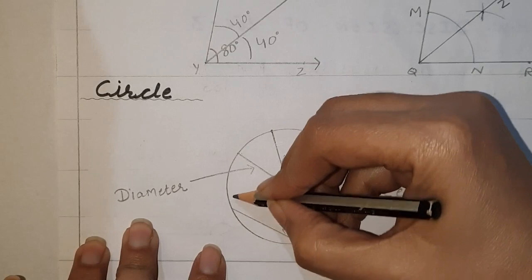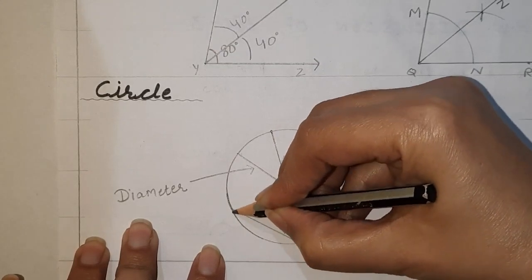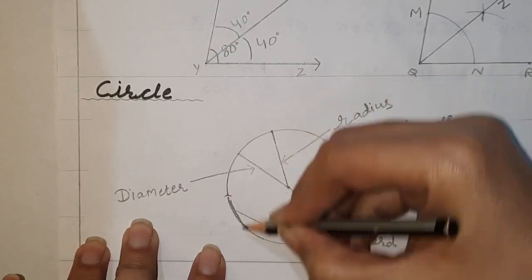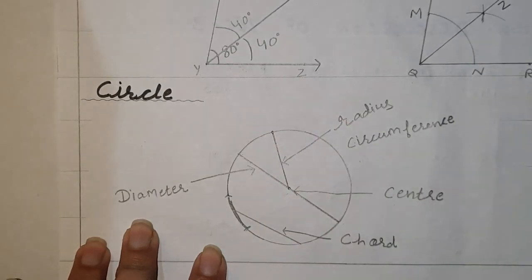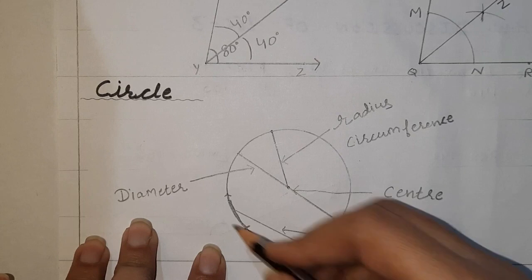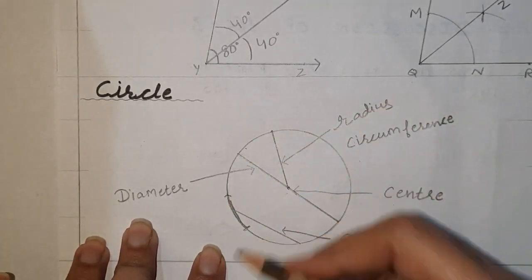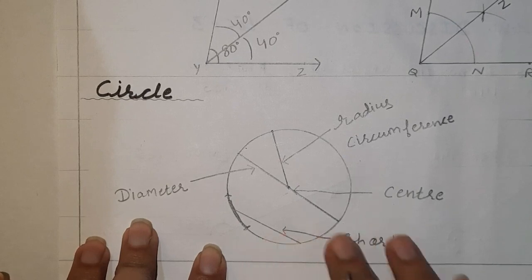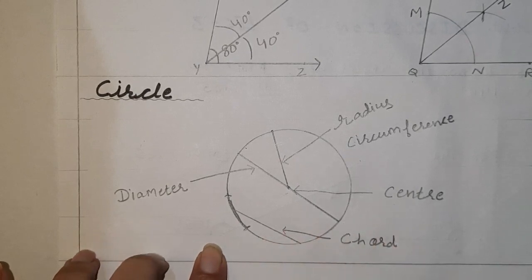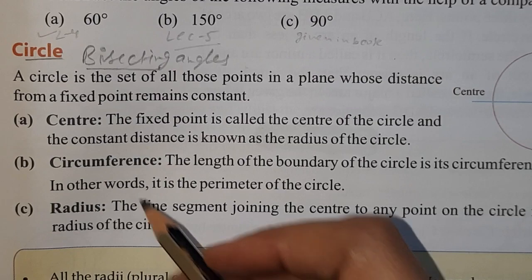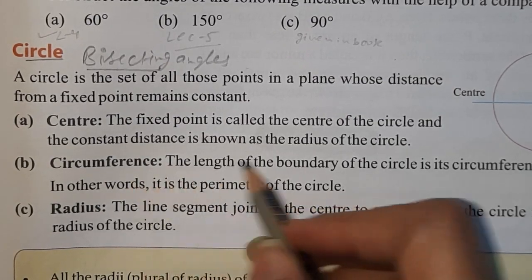And any part of the circle, if we are talking about this part, is known as arc of the circle. Any part. This is minor arc and this one is major arc. Now I will explain you all the things. Whatever is explained by me is written in your book.